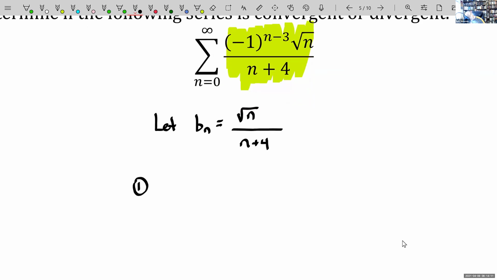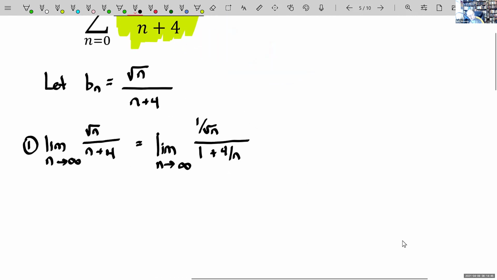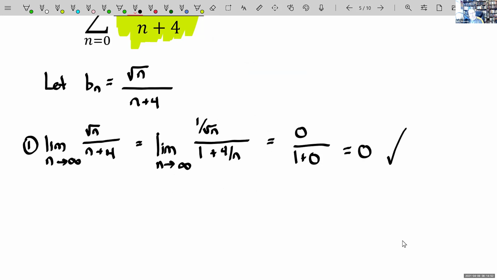So first step, the limit as n tends to infinity of b sub n, which is root n over n plus 4. Well, that's the same thing as if you divide both numerator and denominator by n, the highest power of n, which is n to the first. That would be the limit as n tends to infinity. Dividing the numerator by n, you'll get 1 over root n. Dividing the denominator by n, you'll get 1 plus 4 over n. And as n goes to infinity, you'll get 0 over 1 plus 0, which is 0. Check. Great. So our non-alternating factor, b sub n, is tending to 0.